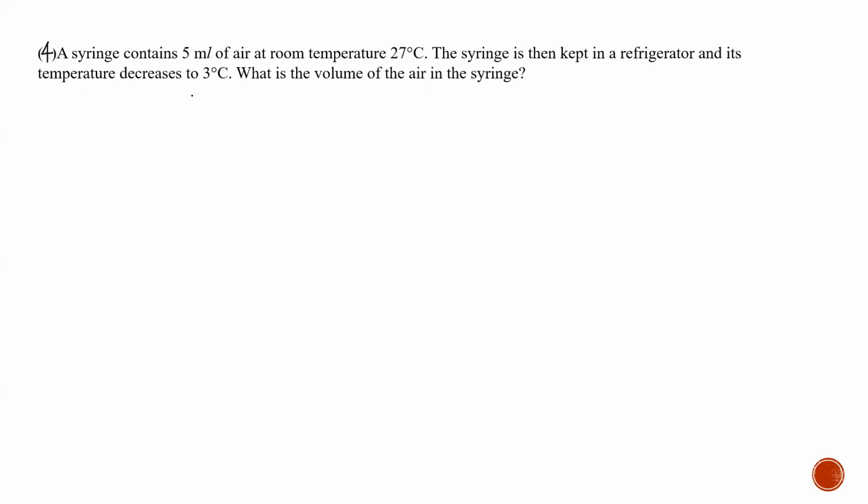Number 4. Okay. A syringe contains 5 ml of air at room temperature 27 degrees Celsius. The syringe is then kept in the refrigerator and its temperature decreases to 3 degrees Celsius. What is the volume of the air in the syringe? So 5 ml actually equals 5 centimetre cube, which means its volume. Then degrees Celsius, of course, is temperature. So see, this is V1, T1.